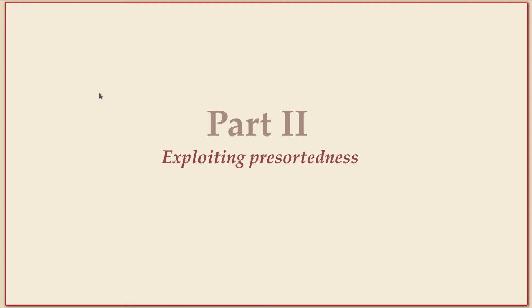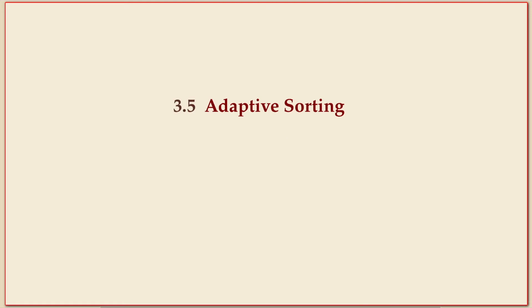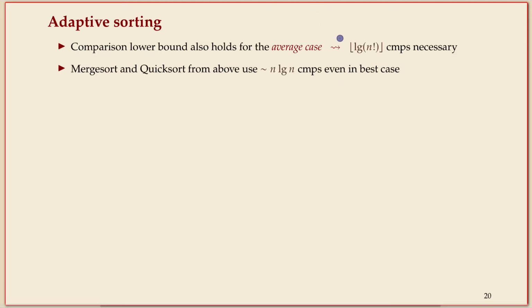In the second part of the sorting unit, we'll look at ways to be a little opportunistic, if you like. If the input already has some partial sortedness, a good sorting algorithm should try to take advantage of that. And we'll call that adaptive sorting as well. Let's start from first principles on this, in a way.